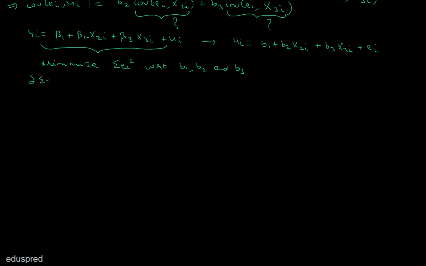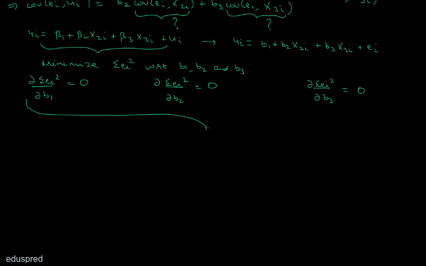Basically, we are going to partially differentiate summation of ei square with respect to b1, and then we are going to put it equal to 0. We are going to partially differentiate summation of ei square with respect to b2, and then put it equal to 0. And we are going to partially differentiate summation of ei square with respect to b3, and then put it equal to 0.